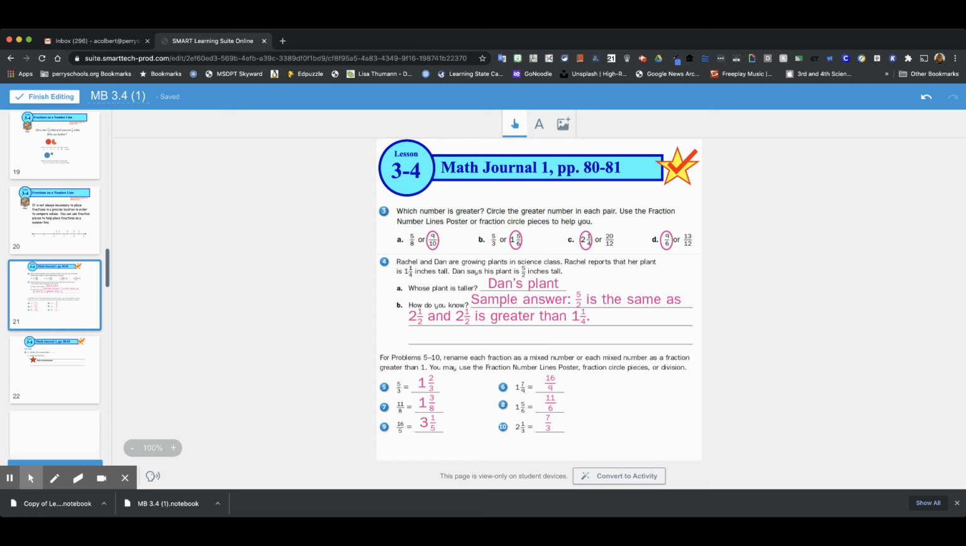5 is equal to 1 2/3. 6 is equal to 16/9. 7 is equal to 1 3/8. 8 is equal to 11/6. 9 is equal to 3 1/5. And 10 is equal to 7/3.